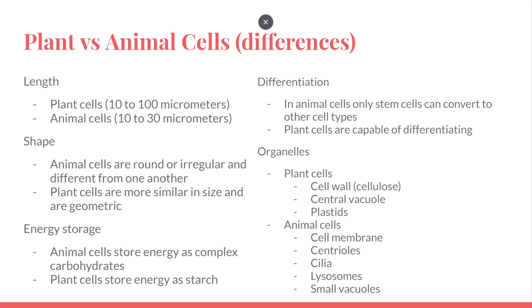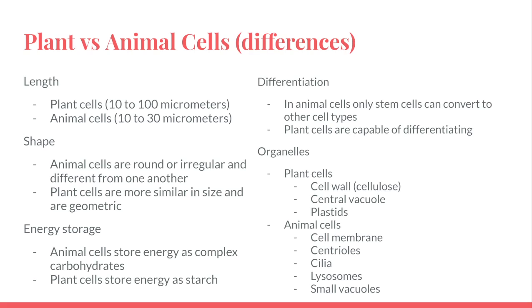Energy storage. When it comes to energy storage, animal cells store energy as complex carbohydrates, while plant cells store energy as starch. When it comes to differentiation, animal cells use stem cells that convert to other cell types, while plant cells are capable of differentiating without the use of stem cells.